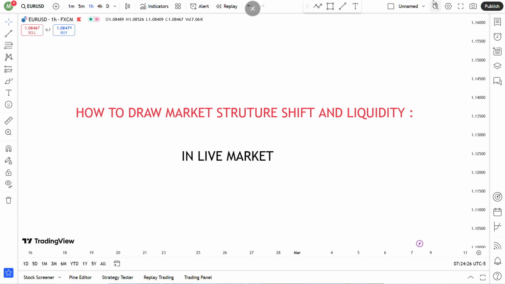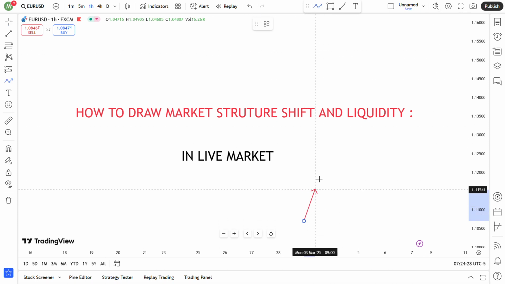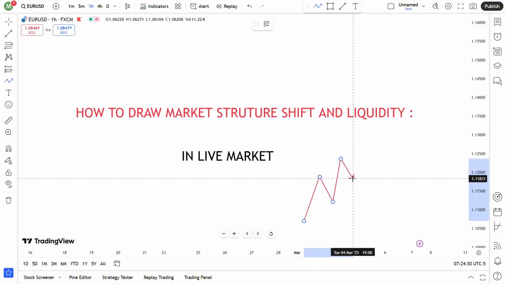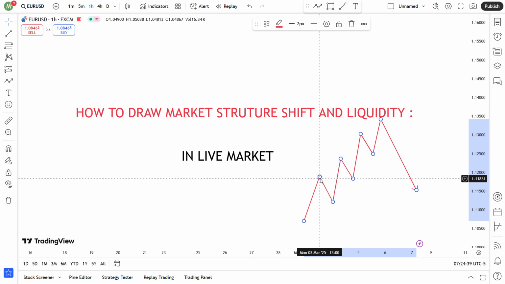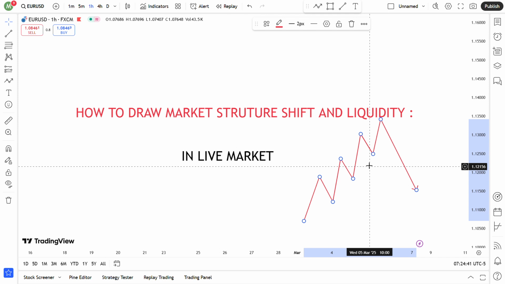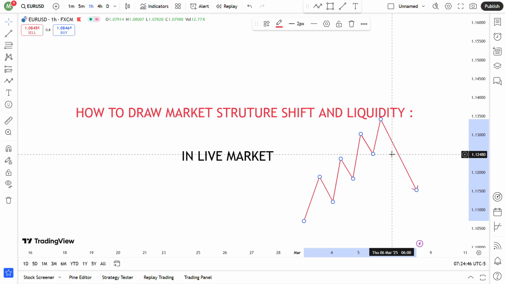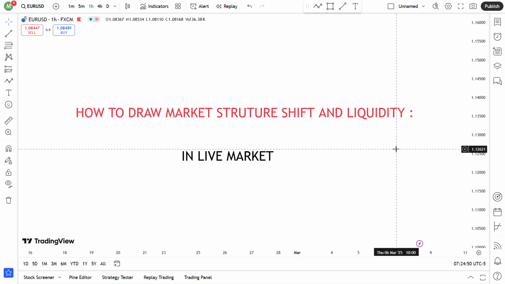Because the market won't always go in an uptrend. The market won't travel always in an uptrend. The market will change the trend, so this place is known as the change of current market structure shift. The market will change into a downtrend, and when this low breaks out, we call this a market structure shift. The market won't go in the same direction. The change of trend is known as market structure shift.